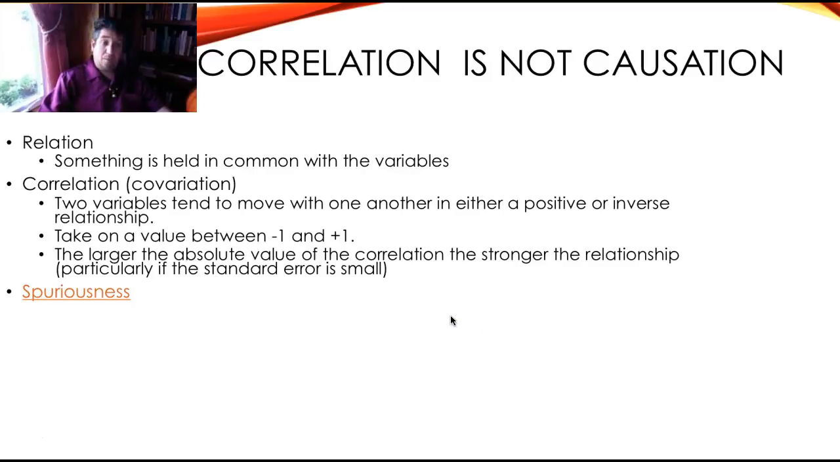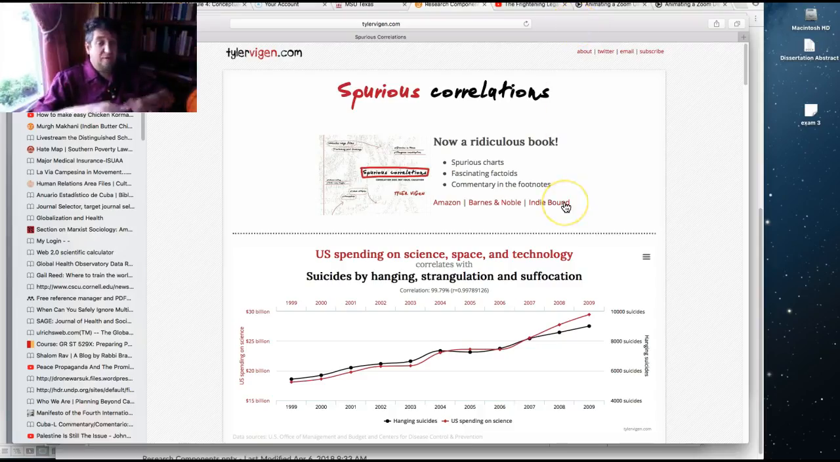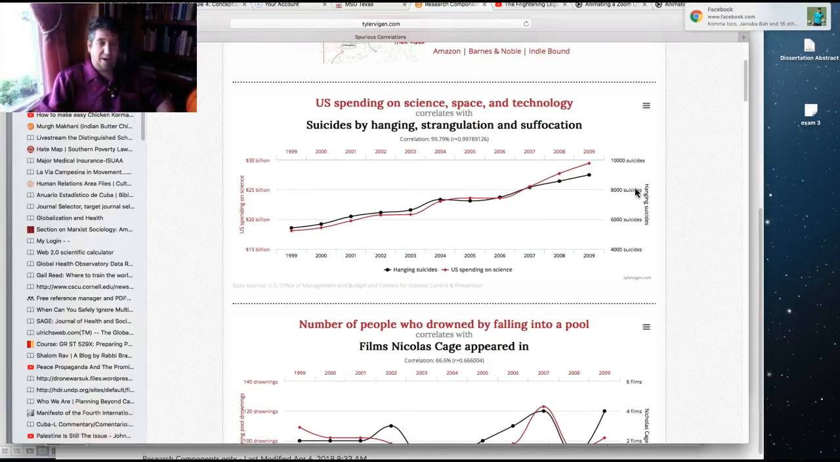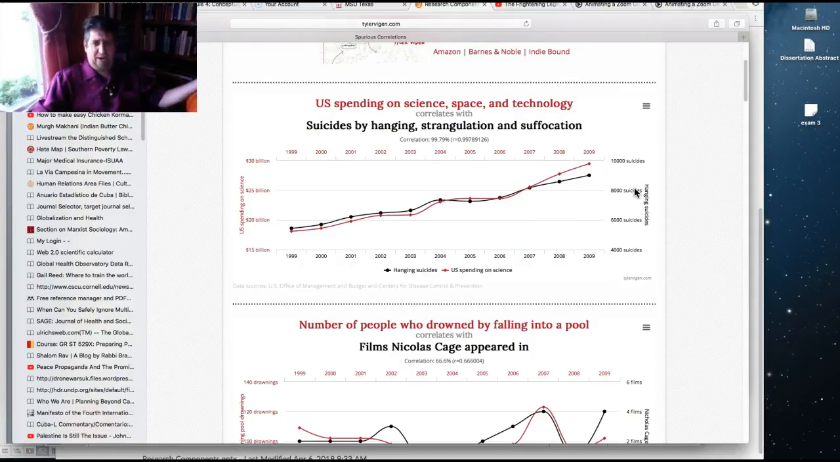But what can happen is we can have a spurious relationship, and that is something that appears to be caused by one thing. There's the appearance of a relationship, but it's really caused by something else, or it's just somehow coincidental. So here we are seeing the spurious correlations. You can take a look here. You've got suicides by hanging, strangulation, and suffocation that are somehow caused by the U.S. spending on science, space, and technology. That does not make any sense because one does not cause the other. It is a spurious correlation.